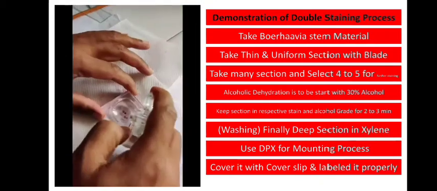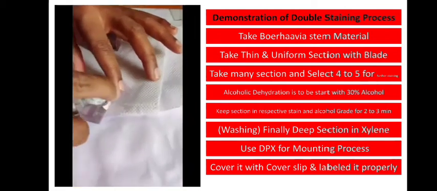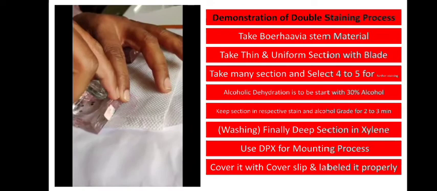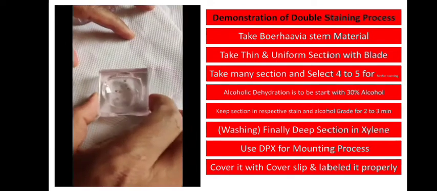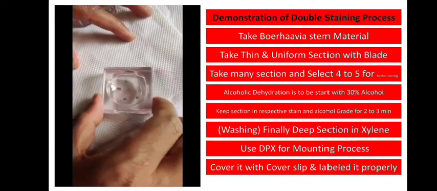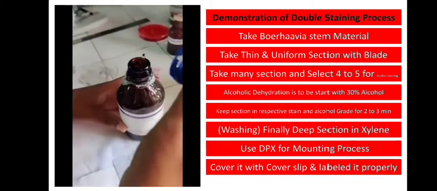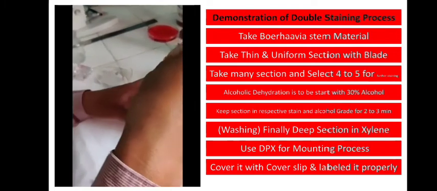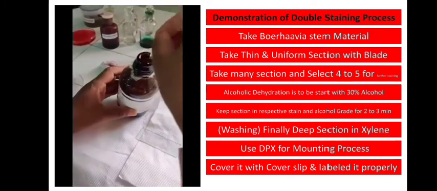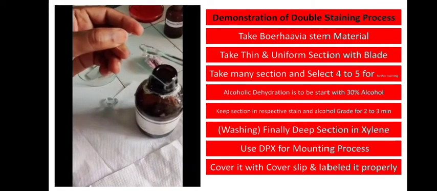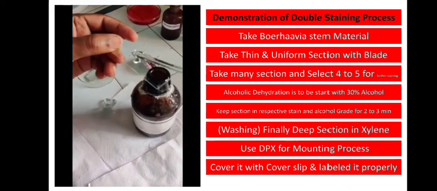This step is very crucial because xylene acts as a clearing agent and clears all debris, water and other things, eventually making specimen clearer for microscopic observation. Then add DPX at the center of the slide. Add DPX by using glass rod. This step should be performed carefully.